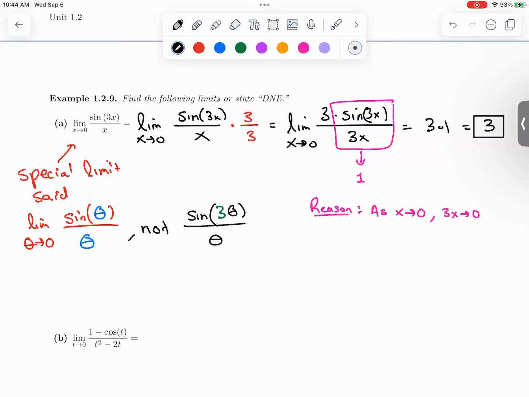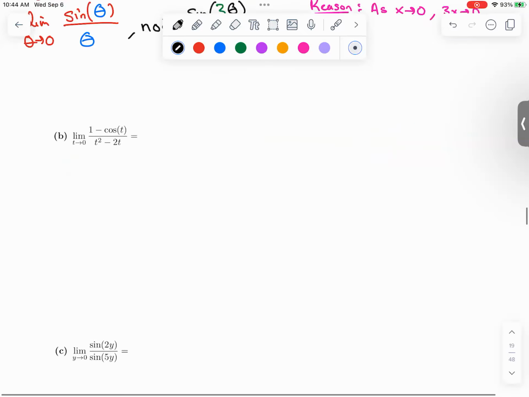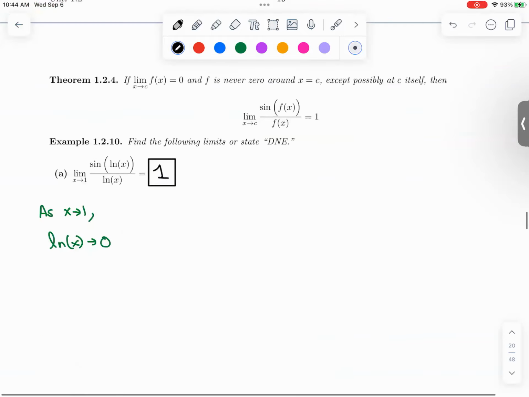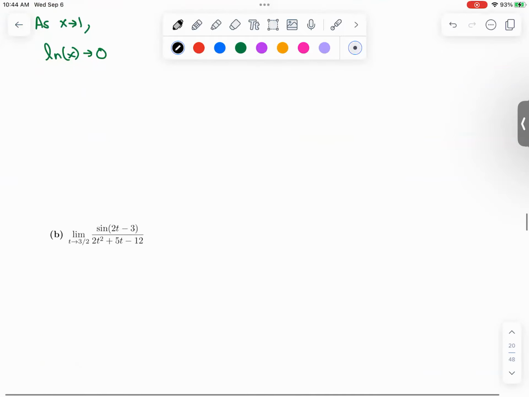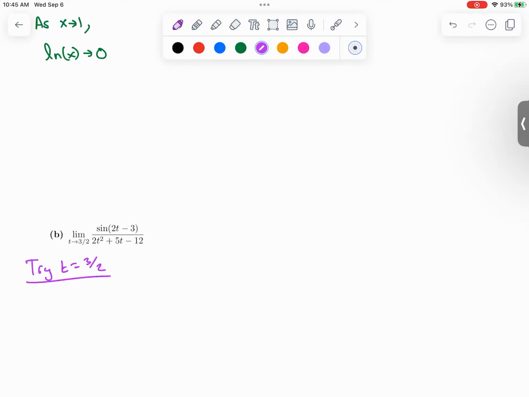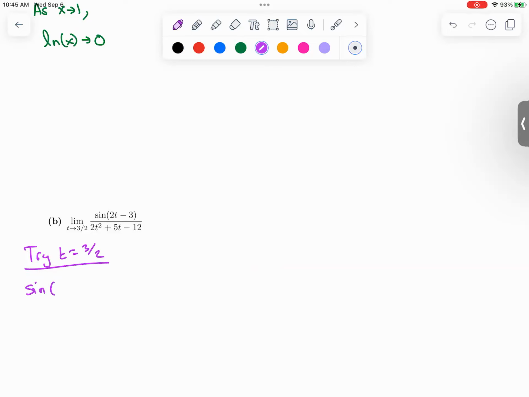So let's do another one of those first. This one right here. We're jumping around a little bit, but limit as t approaches 3/2 of sine of 2t minus 3 over 2t squared plus 5t minus 12. If you try and plug it in, as you always try to do, I guarantee you're going to get sine of 0 over 0, which is 0 over 0, which is an oh no.